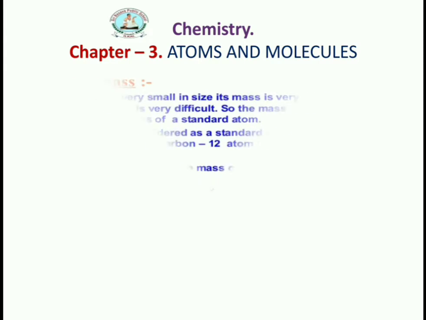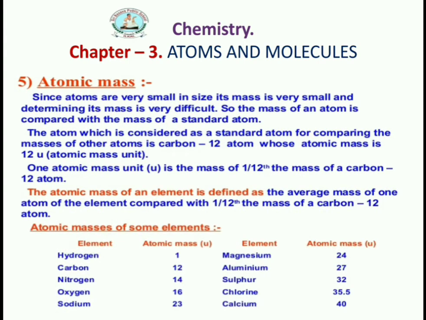Next you see atomic mass. Mass means weight. Commonly we can say mass is measured in kg or gram. Since atoms are very small in size, their mass is very small and determining it is very difficult. So the mass of an atom is compared with the mass of a standard atom.